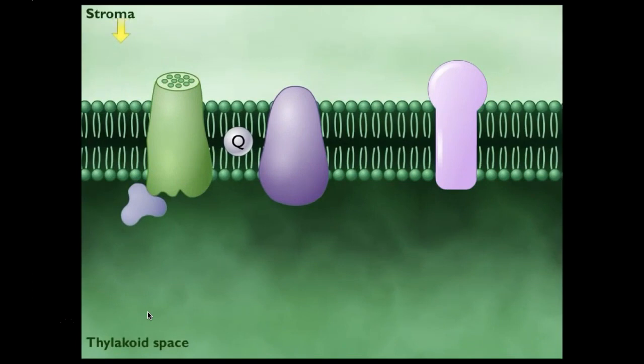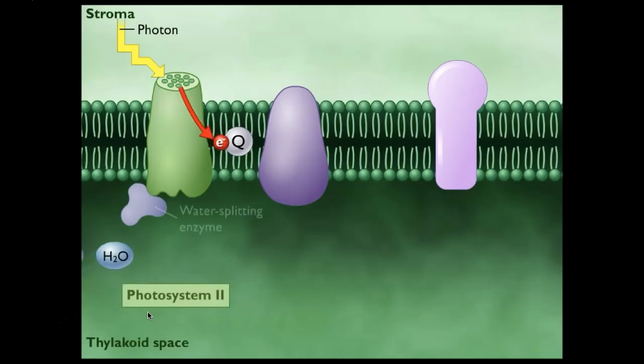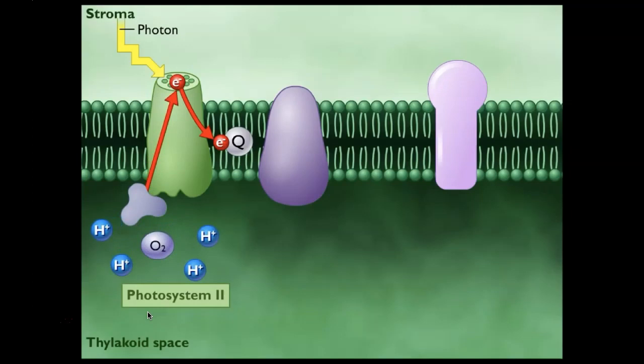When a photon of light strikes the reaction center of photosystem 2, it excites an electron. Two water molecules bind to an enzyme at the reaction center. This enzyme splits the water and uses the electrons from the water to replace the electrons removed from the reaction center. Oxygen is produced in this process.